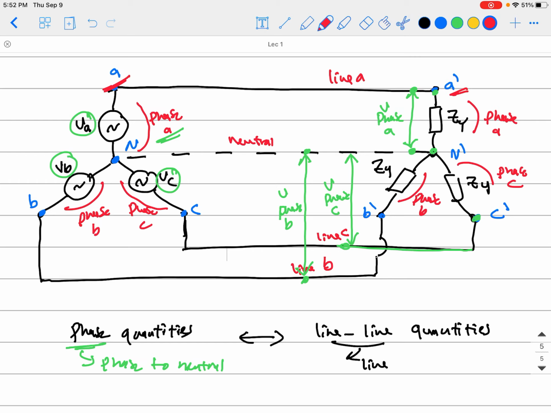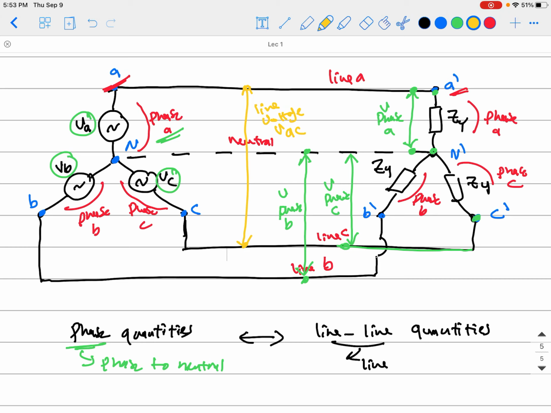But what about the line to line quantities? It should be obvious. It is just these values, but from a line to line. What if I wanted to measure the voltage between line A and line C? It would be something like this. So that is line voltage or line to line voltage. As I said, you call it line voltage or line to line voltage. We call this VAC.